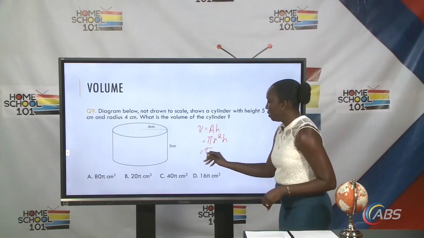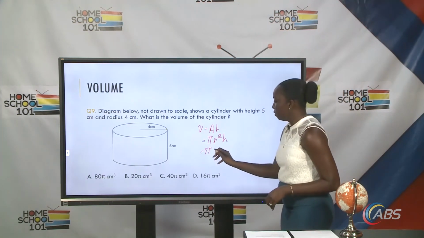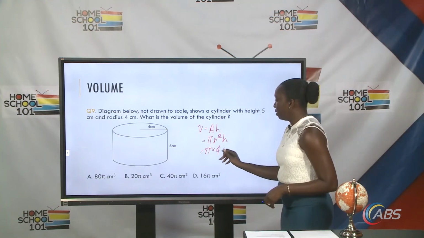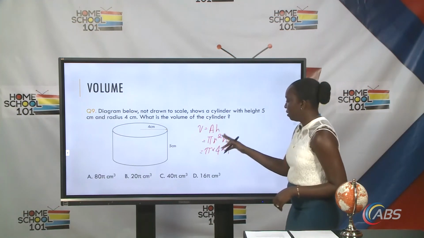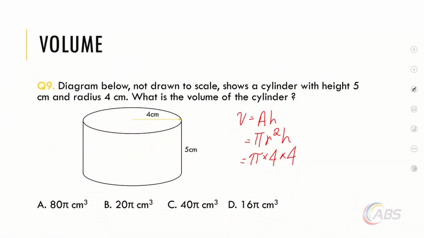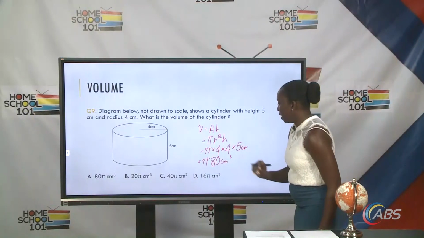Keep in pi, the radius is given, which is 4. So 4 times 4, don't forget, that's the r squared, so radius times itself, times the height. And in this case, it is 5 centimeters. Pi times 4 is 16. And if we multiply 16 by 5, we're going to get 80. And because we're doing volume, we can't forget the cubed.